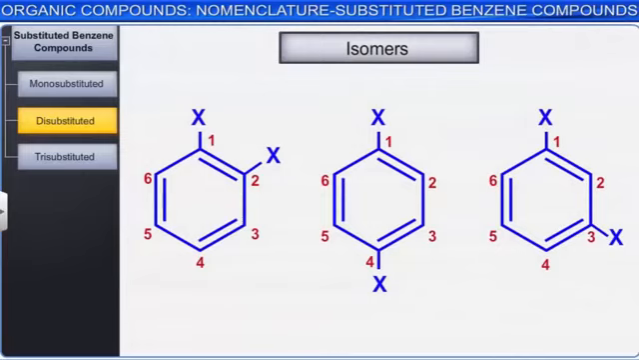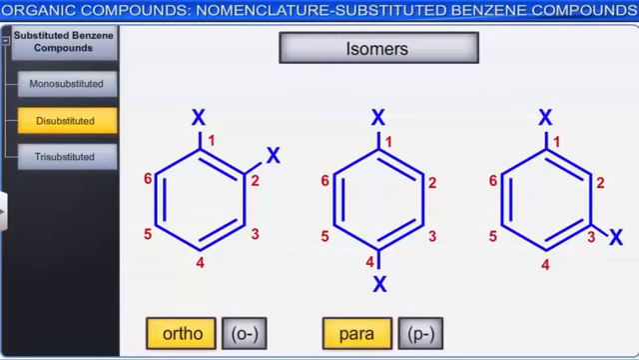These 3 isomers are differentiated in the trivial system by using the names ortho, para, and meta, which are abbreviated as O, P, and M respectively. The positions of the substituents in a di-substituted benzene are thus indicated by using the appropriate prefix: ortho, meta, or para.